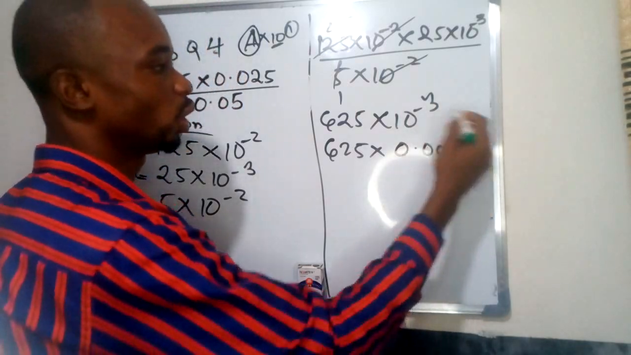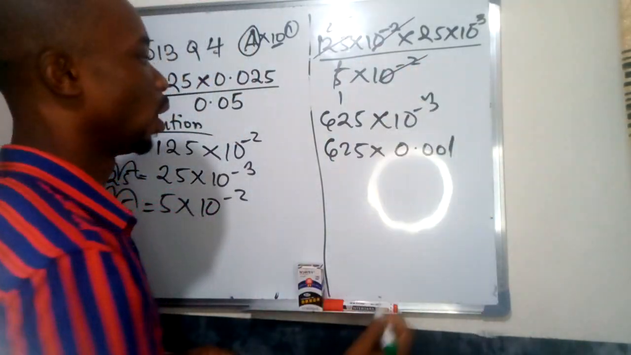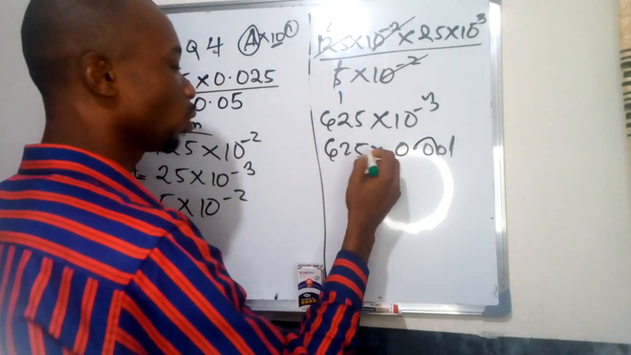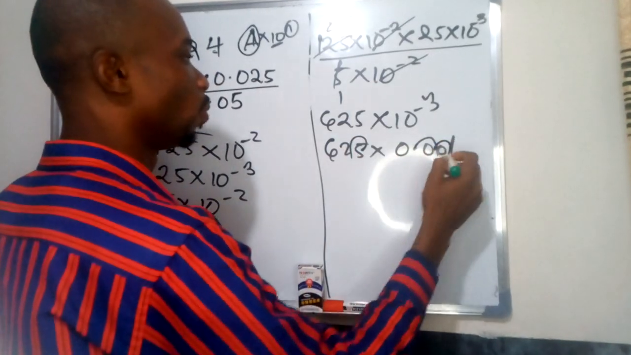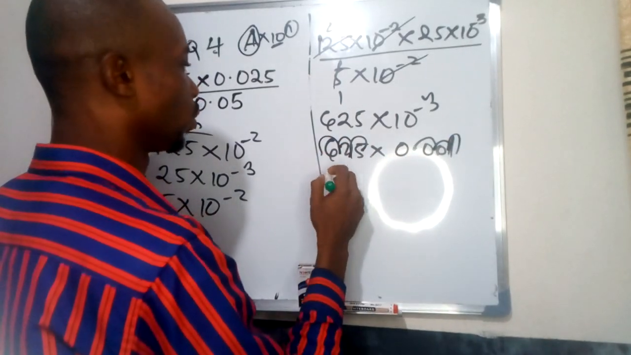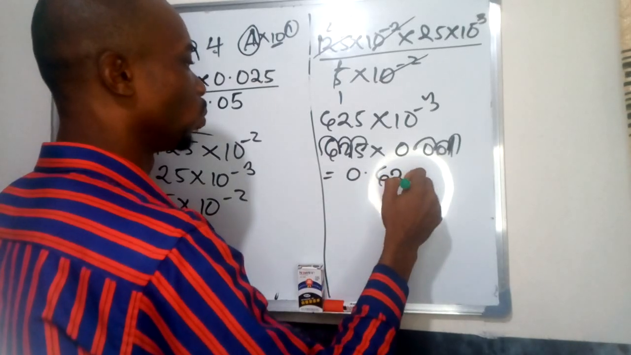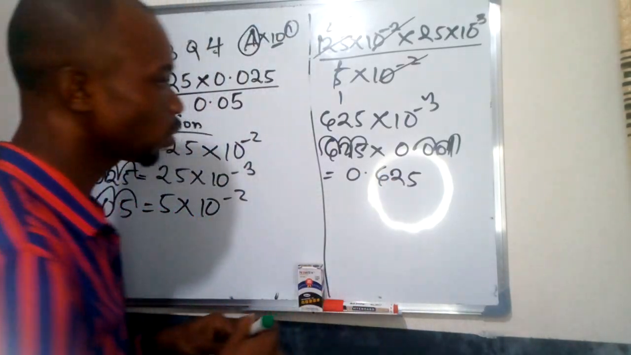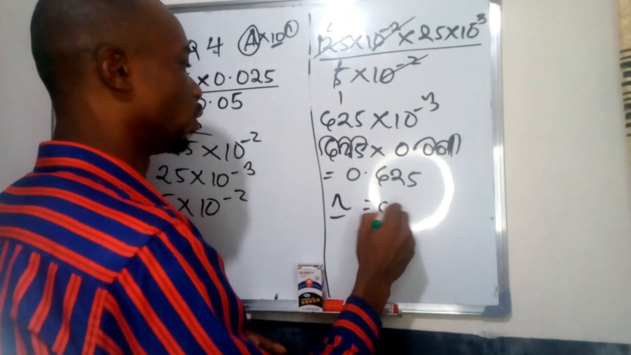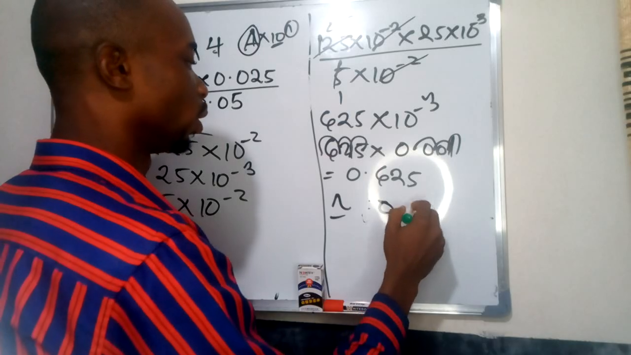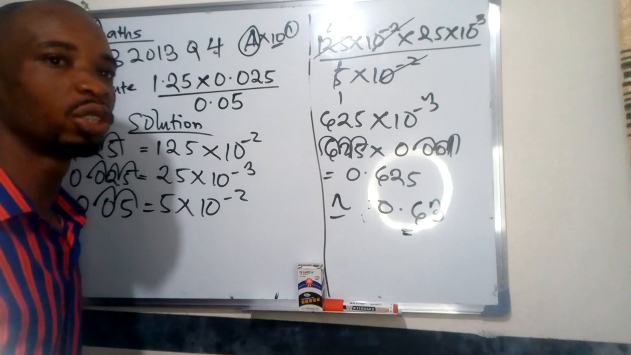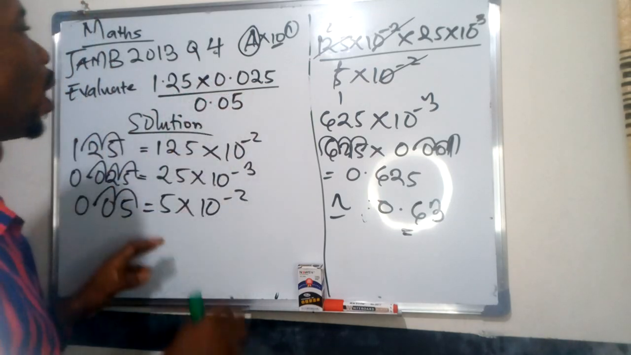So 625 times 10 raised to the power of minus 3 is the same thing as 0.001 times 625, because if you change it to standard form, you are still going to get the number at the other end. So you move 1 time, again 1 time, again, again, again, so you have 0.625. Approximately you can write it as 0.63.